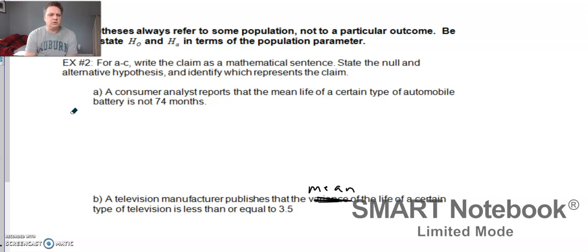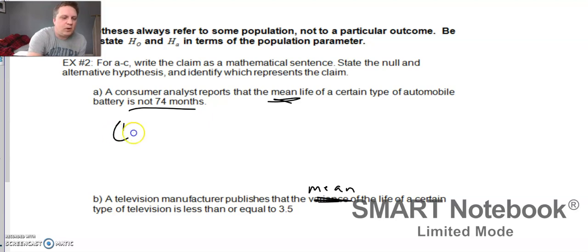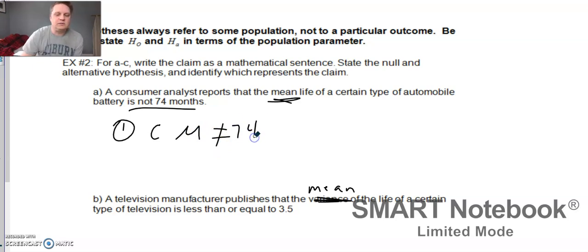The consumer analyst reports that the mean life, so this is key, the mean life of a certain type of automobile is not 74 months. So this is similar to the previous one. Step one, the claim is the mean is not 74 months. Now how do you represent every other possible outcome you could have? Mu equals 74. Like I said, it's very similar to example one that we just did.